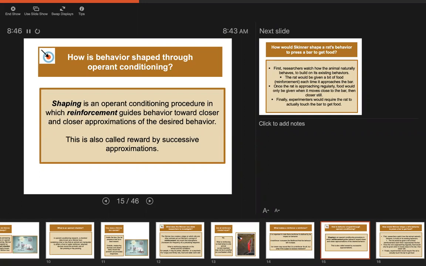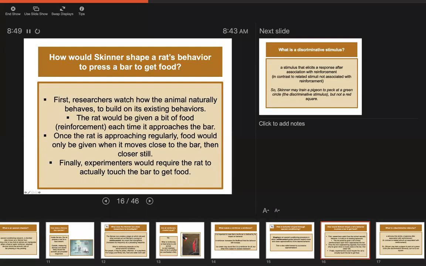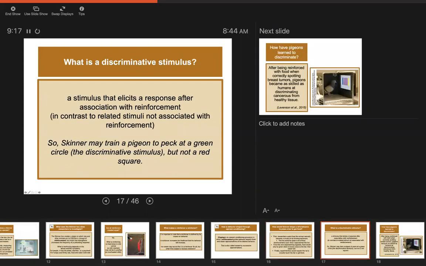How would Skinner shape a rat's behavior to press a bar to get food? First, researchers would watch how the animal naturally behaves to build on existing behaviors. The rat would be given a bit of food, a reinforcement, each time it approaches the bar. Once the rat is approaching it regularly, food would only be given when it moves close to the bar, then closer still. Finally, experimenters would require the rat to actually touch the bar to get food. So this is shaping.